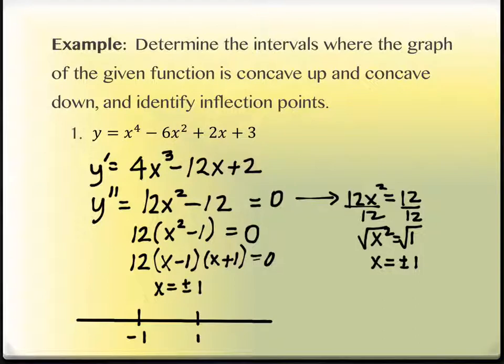So somebody tell me a point that you would like to pick on the left-hand side of negative 1. All right, negative 2 it is. How about between negative 1 and 0? Or between negative 1 and 1? 0. There, I said it. And then after 1? 2. Now, what is it that I want to know is changing? Or I'm asking if it's changing.